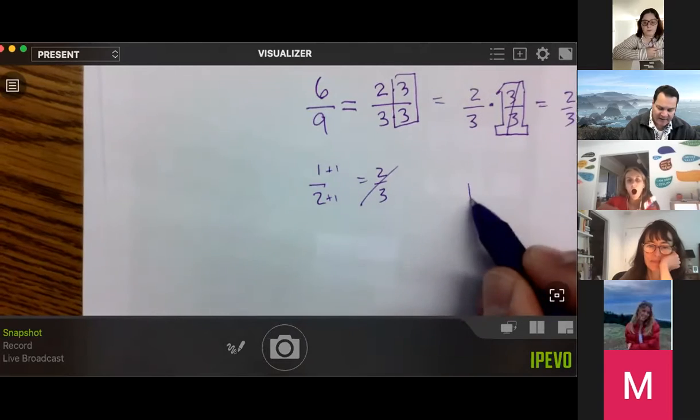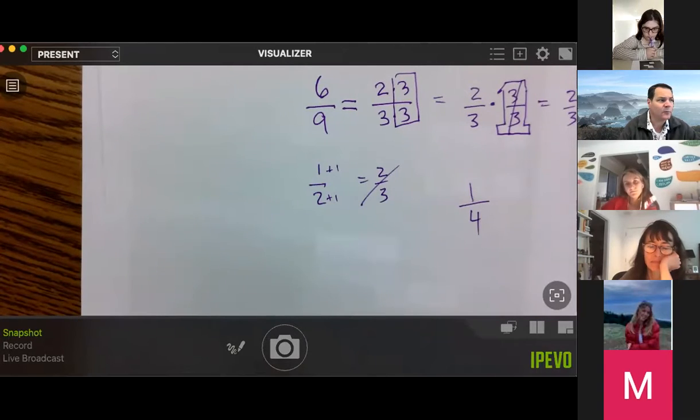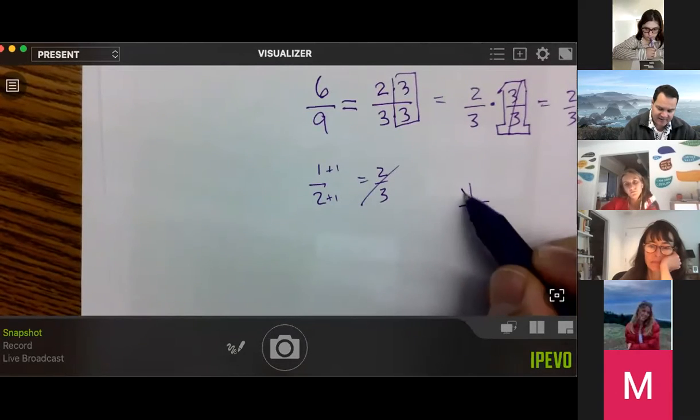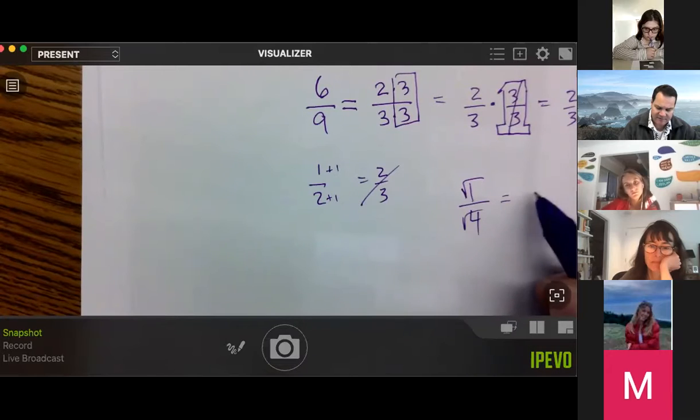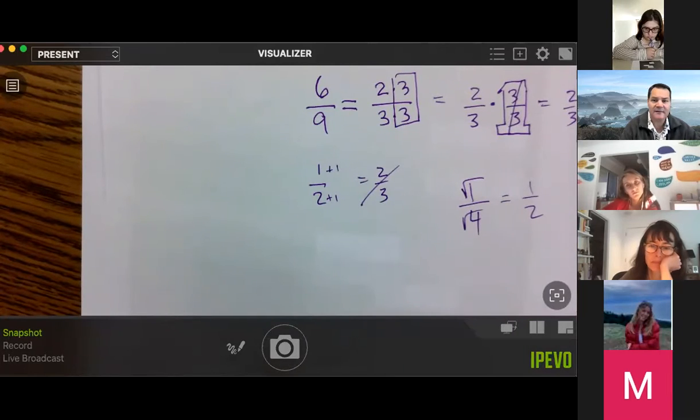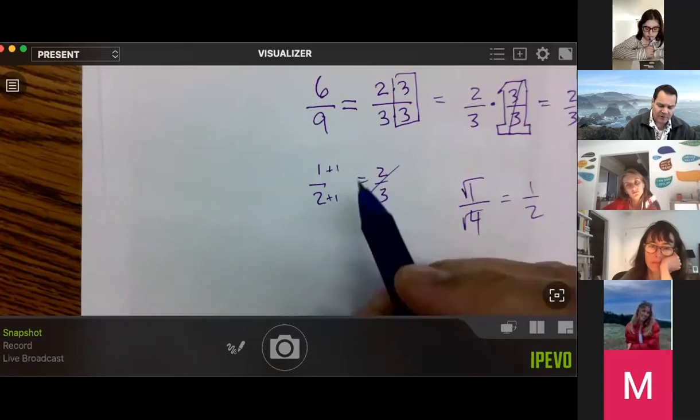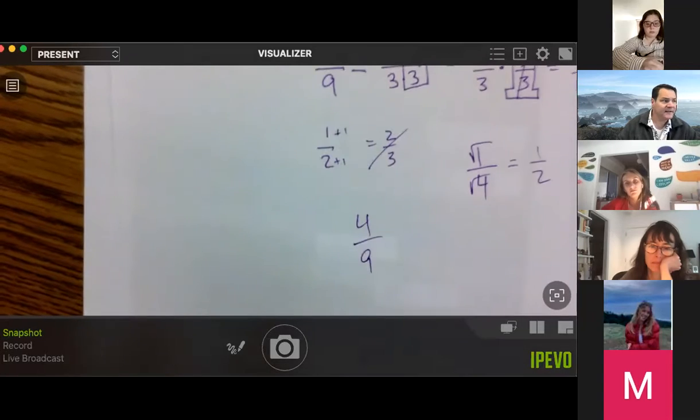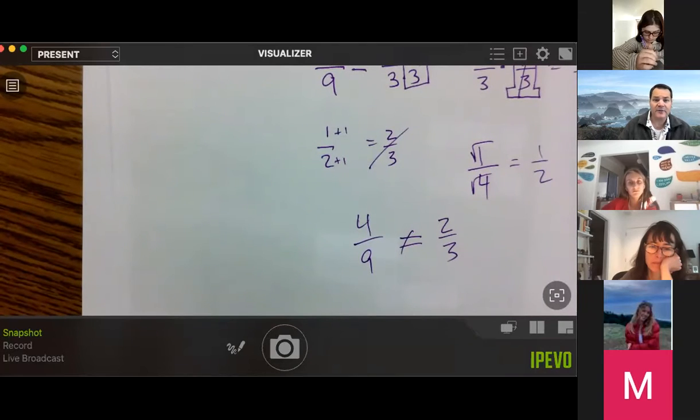So in the same way, I can't say that, for example, if I want to take 1/4 and reduce it, I can't take the square root of those because that would equal 1/2. And we know that 1/4 is not equal to 1/2. So 4/9, even though it kind of looks like 2/3, they're not equivalent fractions. In other words, the length ratio is not the same as the area ratio.